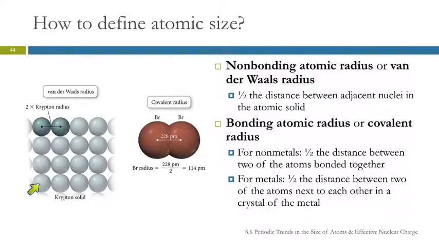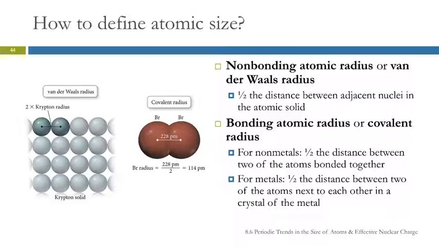So here's an illustration of solid krypton. And you can identify where the nuclei are. And so we're going to say, well, from one nucleus to another nucleus, that's going to be 2 times the radius of a krypton atom. So we'll take this distance, divide it by 2, and we're going to call that the radius of the atom.